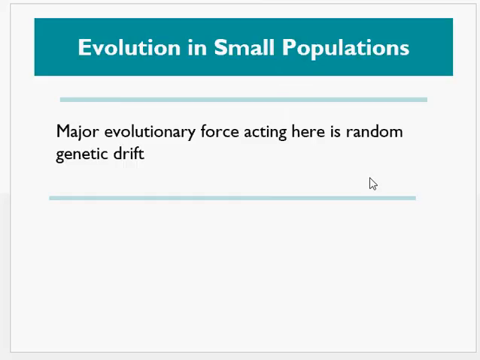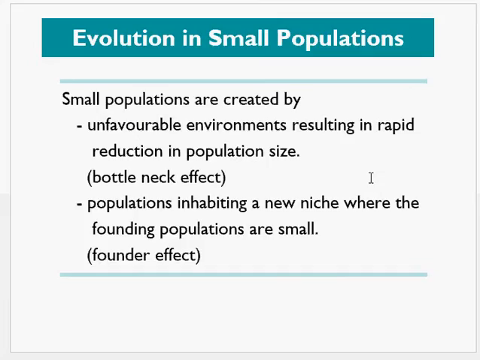All right, small populations. So we would have small populations which have small numbers of individuals within them for different reasons. Two of the main reasons are: unfavorable environments result in a rapid reduction in population size. This is known as a bottleneck, and populations which have been reduced due to unfavorable environments being imposed upon them, this is known as the bottleneck effect.